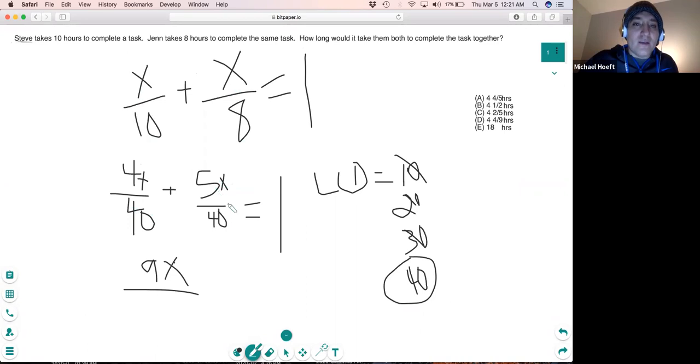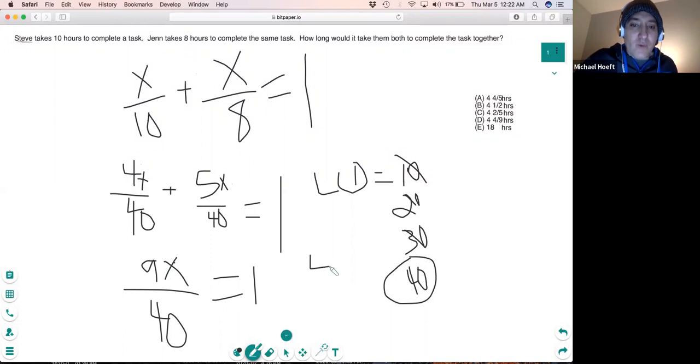Now, the same rules apply when you're adding these fractions with variables in them as if you were doing 1/2 plus 1/3. You make the LCD the same, or find the LCD, get the fractions to have that LCD in the bottom, and then add up the numerators. The denominator stays the same, so it stays the LCD. So 9x over 40 equals 1.